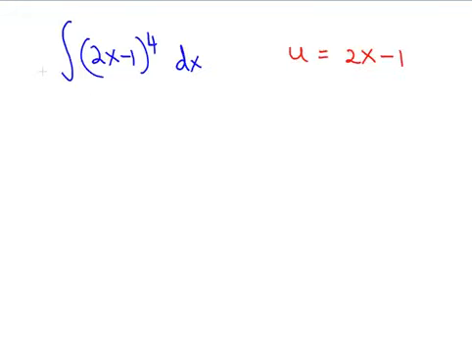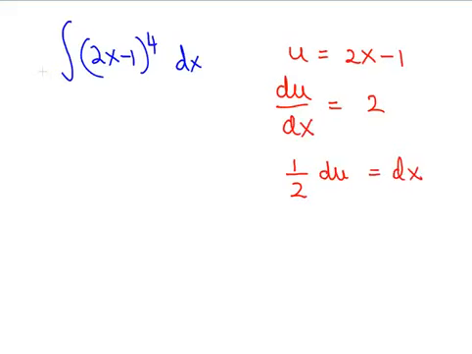Okay, so here's the second example, and we're asked to integrate (2x minus 1) all to the power of 4. Now, in this case, we have an indefinite integral. So we're going to use the substitution method again, and we're going to let u equals 2x minus 1. Let's work that out. So du/dx equals 2. So 1/2 times du equals dx, like the last time around.